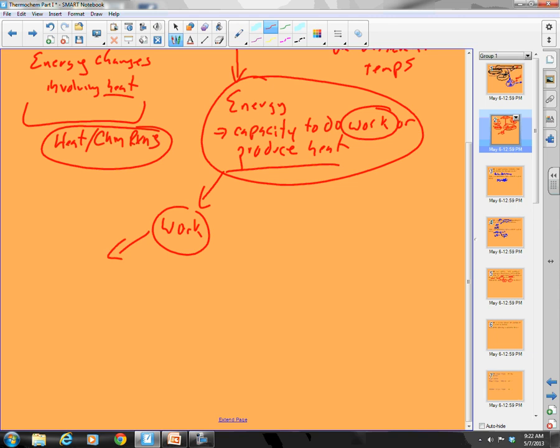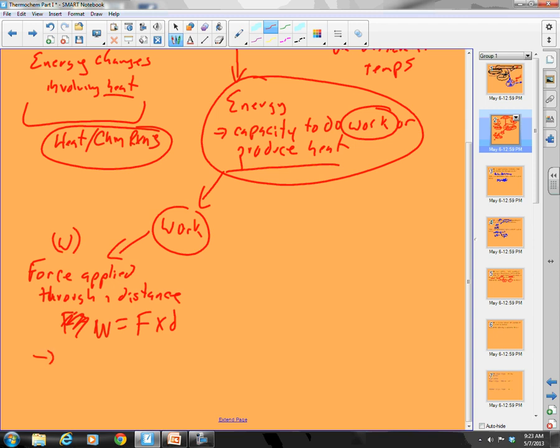No. Work is really a force applied through a distance. That's at least what my physics brothers and sisters would say, right? Force applied through a distance. Work is equal to F times D. W is what we use for work. And so W is equal to F times D.